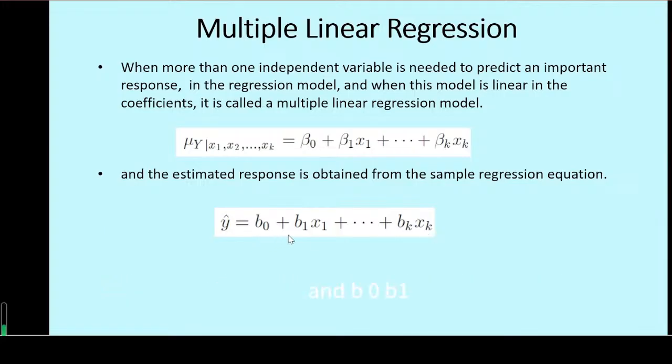And b0, b1, b2 until bk are the coefficients estimated from the model, because we never know the real value of these betas, right? What we can do is estimate the betas, and the coefficients are the result of the estimation.